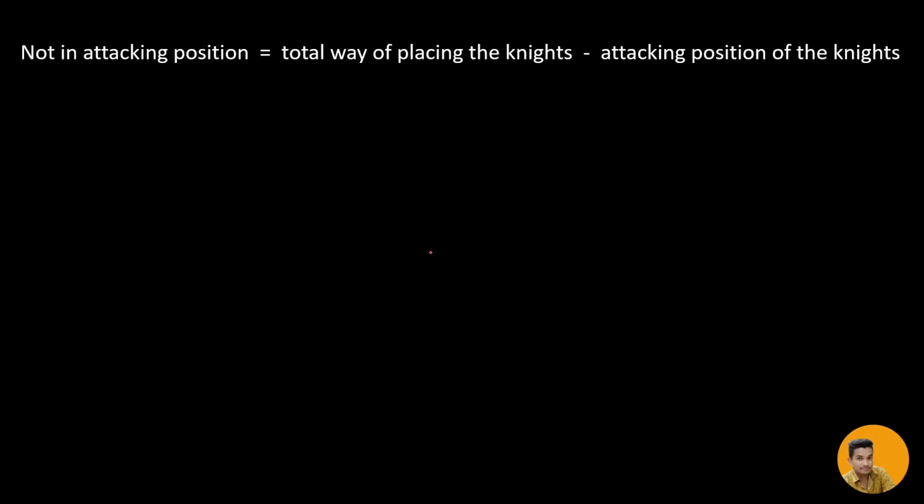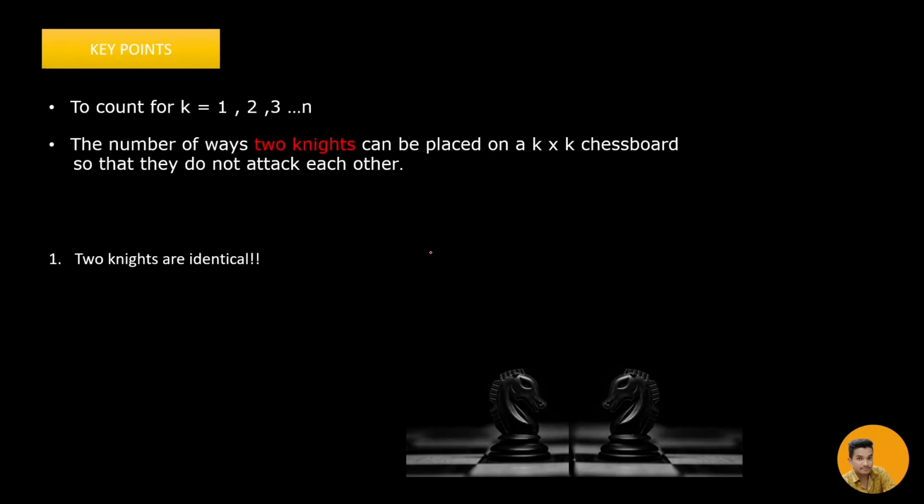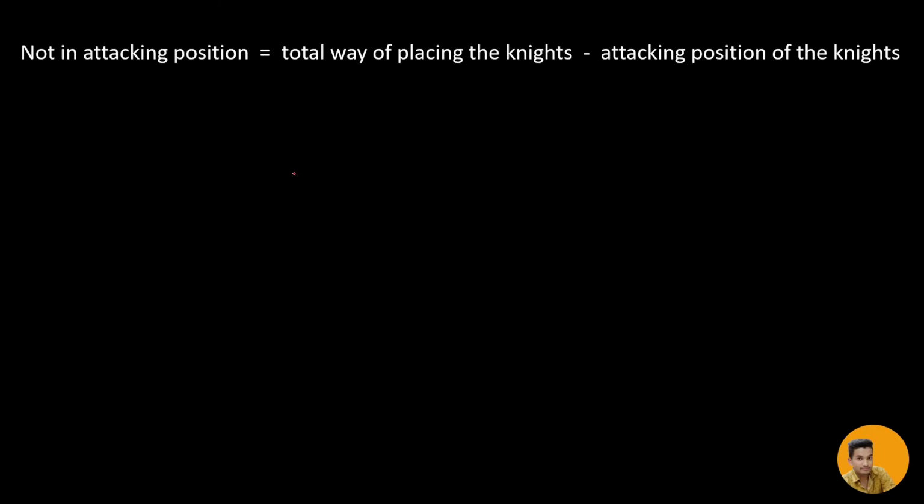Now we need to find the positions where they are not in attacking position. They do not attack each other. That means they are not in attacking position. So it can be broken down as the total ways of placing the knights minus the attacking positions of the knights. If we subtract the attacking positions from the total ways of placing the knights on the chessboard, we will be left with the not-attacking positions, right? Because we are subtracting the attacking positions.